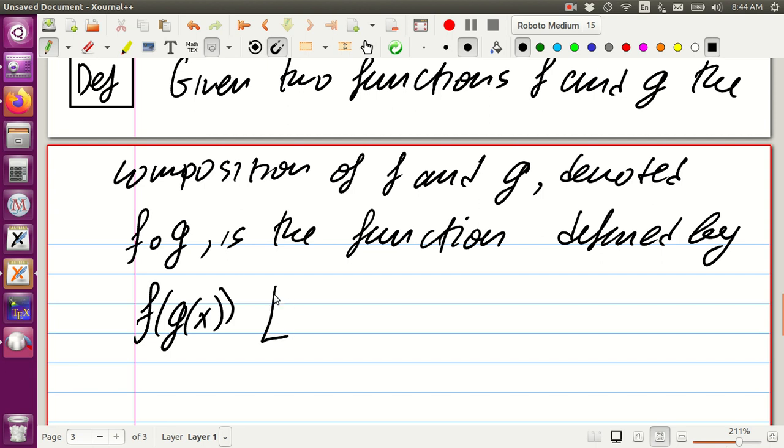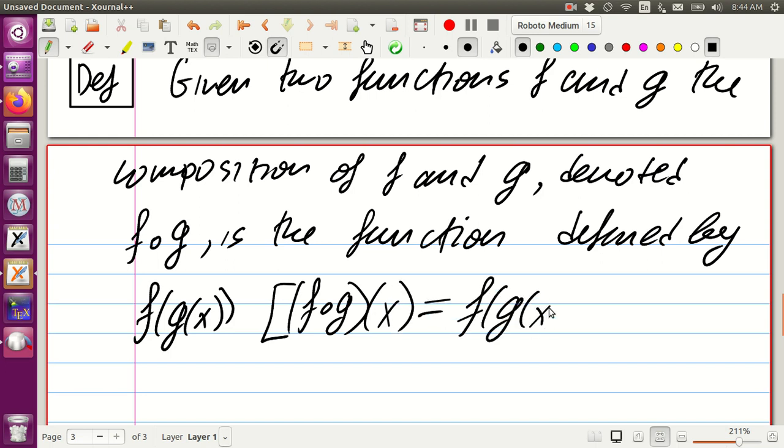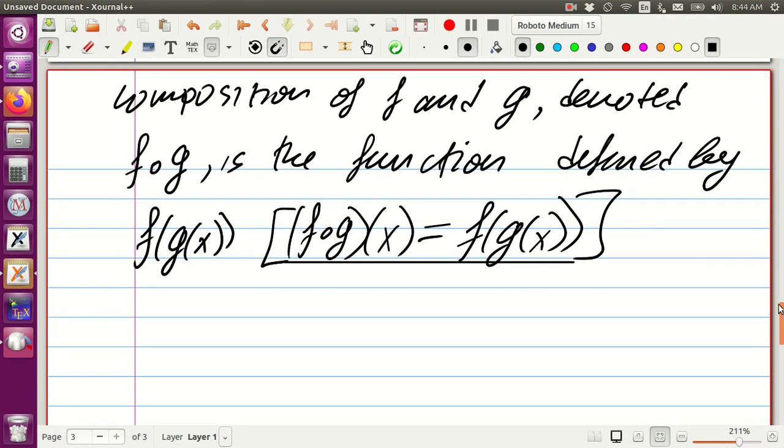So if I put everything onto one line, we have f composed with g evaluated at x is equal to f of g of x. That's what we mean by all of these words that were written above. The last thing to do is to define the domain, which is not that easy to do for the composition, but let's try.